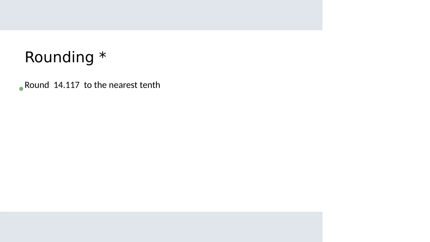So I'm rounding 14.117 to the nearest tenth. I need to find the tenths place. That's where that first 1 is. I look one space to the right. The number in that position is 4 or lower, so I'm going to round this down to 14.1. Since there was a 1 in that position, I round it down to 14.1. Almost everybody got it correct. I feel pretty good about where we are as a class.